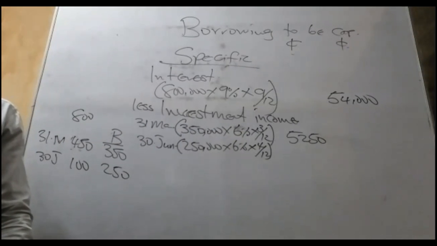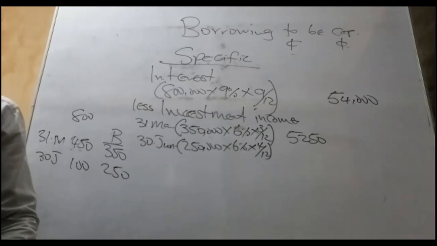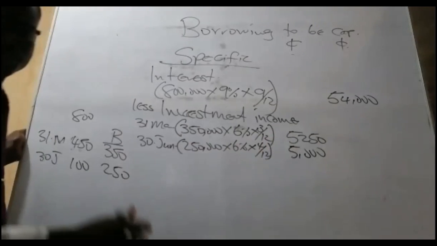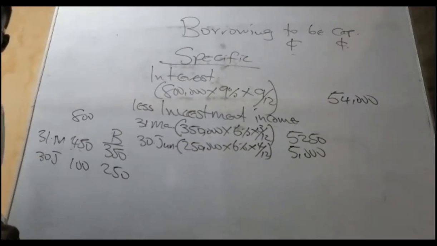That'll give us 5,000. Good. So that is 5,000. Now let's move on to the next section.